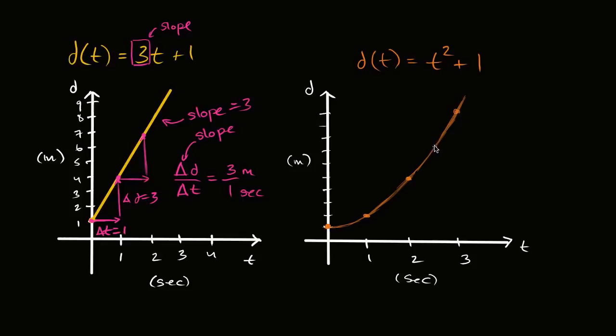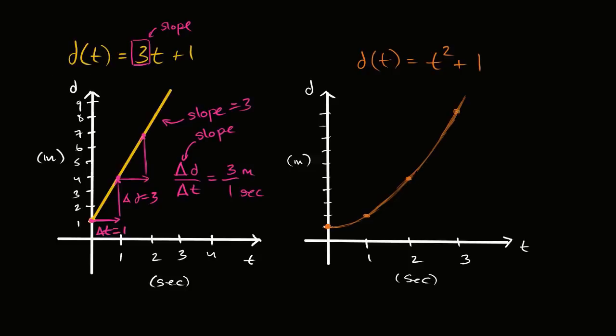Because this is interesting. Here, we're no longer dealing with a line. We actually have a curve. And this curve right over here is a quadratic. It's a parabola. And let's just say distance as a function of time was defined this way. Instead of it being 3t plus 1, it is t squared plus 1. And what's interesting here is that the rate of change, you can visualize it, is always changing.